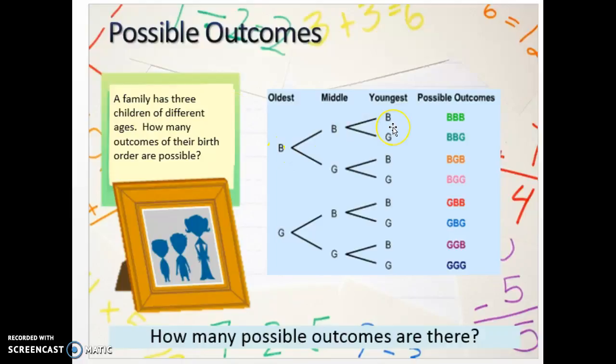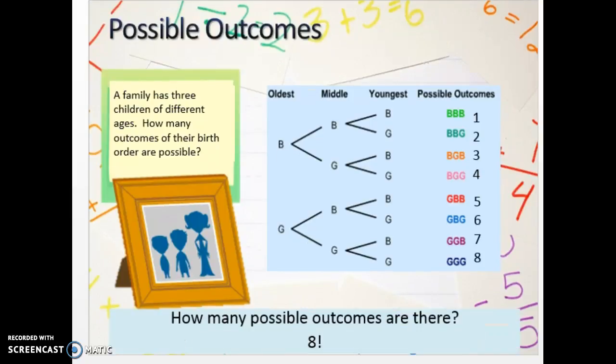Boy, boy, boy gives us BBB. Boy, boy, girl gives us boy, boy, girl. Boy, girl, boy gives us boy, girl, boy. And boy, girl, girl would give us the option of boy, girl, girl. We can do the same for all of our girl options as the oldest. Go ahead and take a moment to see how many possible outcomes are there. We can see that we have 8 total possible outcomes for these 3 children. All you need to do to figure out how many total possible outcomes you have is count up the outcomes at the end.